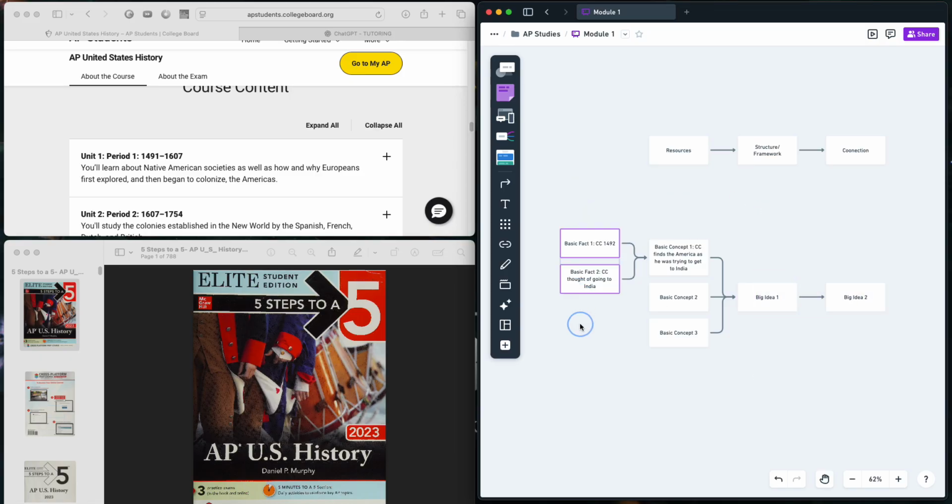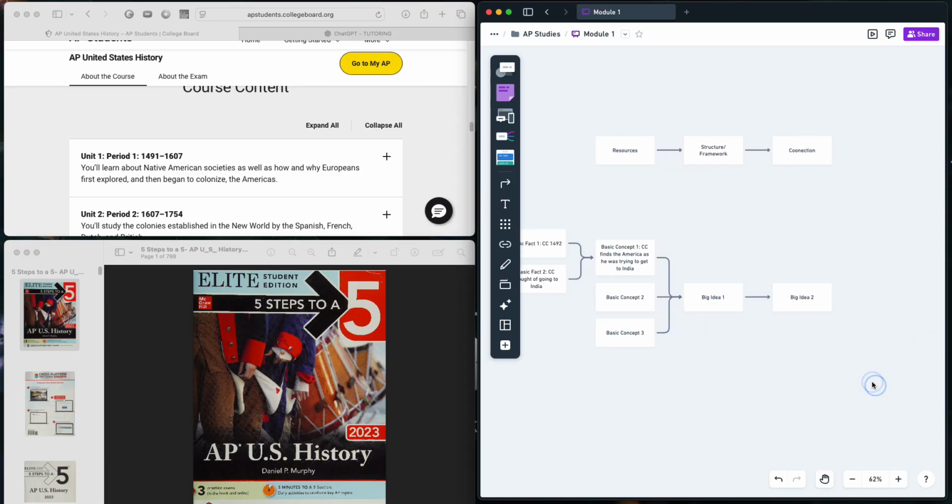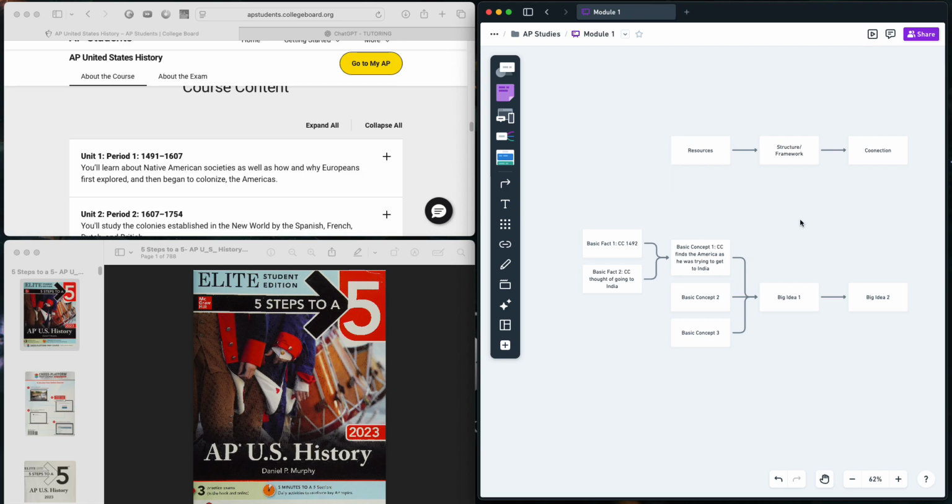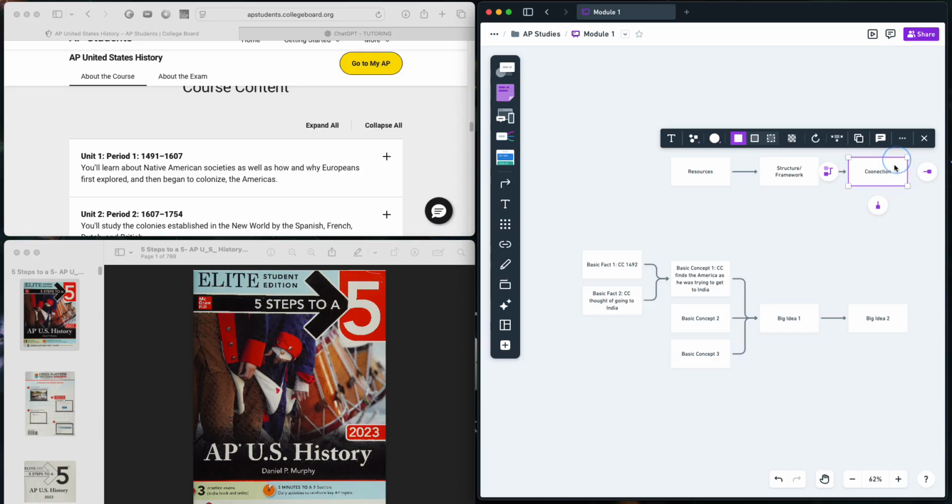All right. So we see an example of what is a fact, what is a concept, and what is this overall structure that we need. We always want to start with framework, but why do we take notes? We take notes to build connections. Okay, so what are these connections?